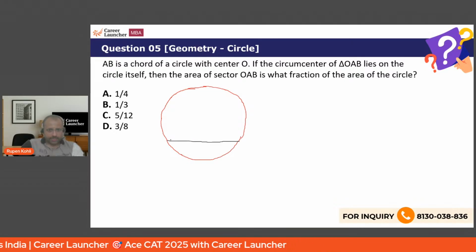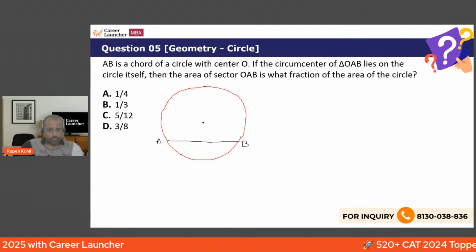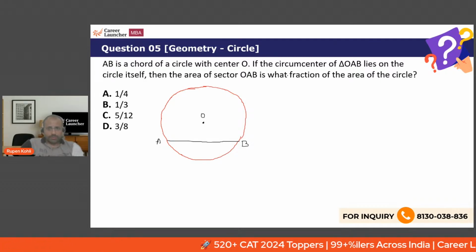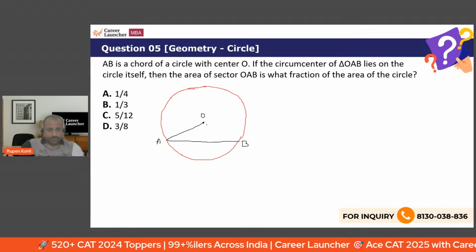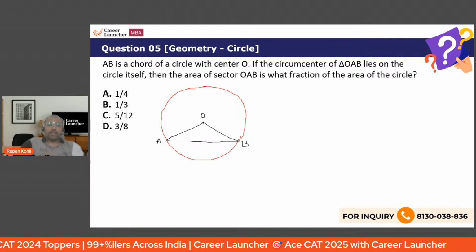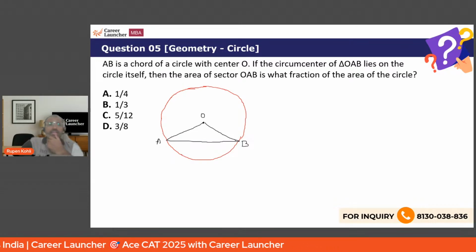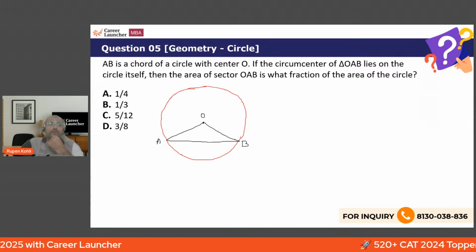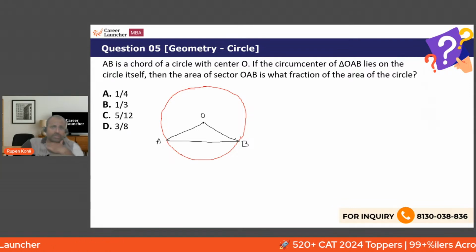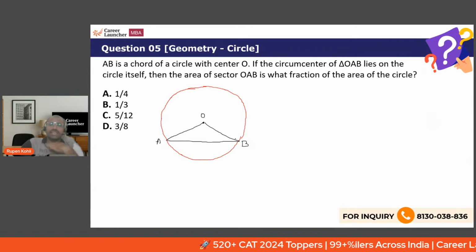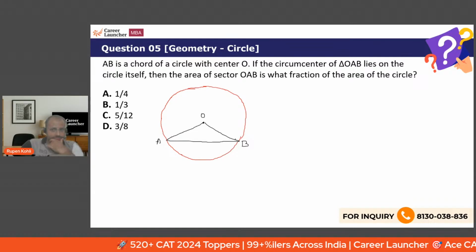Right, let's keep it like that. A, B, and this is O. Hopefully we'll need to join O with AB because we are talking of circumcenter of triangle OAB. So let's join that. Okay. AB is a chord, circumcenter of triangle OAB lies on the circle itself. Then the area of sector OAB is what fraction of the area of the circle?